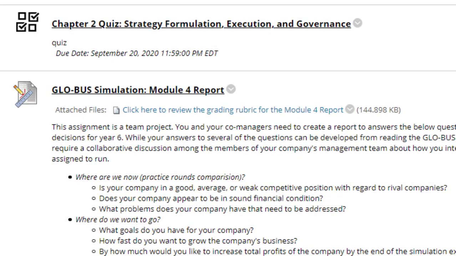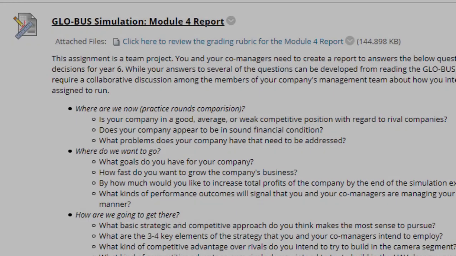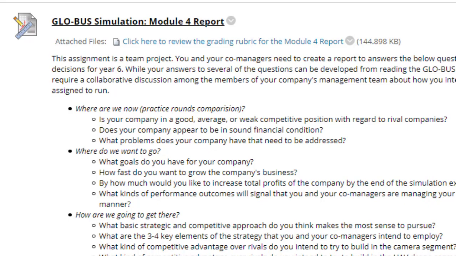Next, we have the Chapter 2 quiz. Next, we have the Globus Simulation Module 4 report. This is different. This is something new. You have not generated any reports up to this point. So you're going to want to actually create a report responding to the questions below within the different areas, such as where are we now, where do we want to go, how are we going to get there.